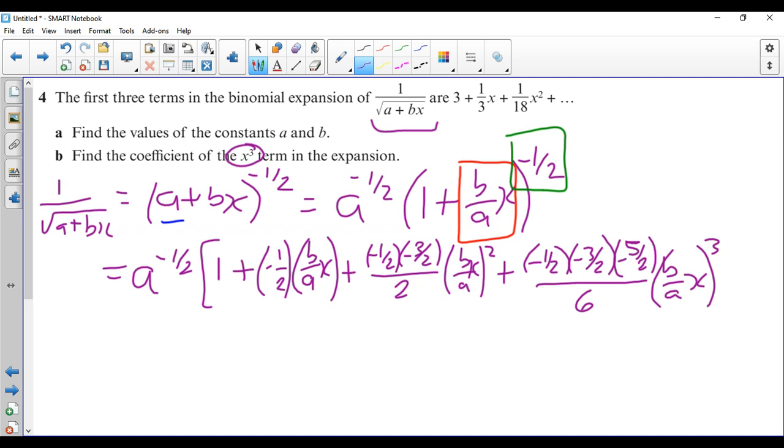Okay, so I am just going to multiply that out, and then underneath I will write what it is, and then it should just be a simple matter of comparing. So I've got a to the minus a half plus. Now, if we multiply this out, I've definitely got a minus. I've definitely got a b on the top and a 2 on the bottom. Now, I had an a on the bottom. I'm going to times that by a to the minus a half, which is 1 over a to the half, and then you add your powers.